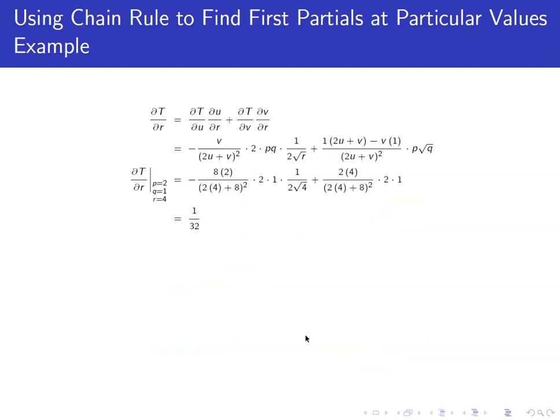Finally, we're ready to do the partial with respect to r. Again, those partials with respect to u and v for t will not change. Derivative with respect to r, for the first one, we get p q times 1 over 2 root r. For the second one, we'll just get p root q. And then again, we want to plug in 2, 1, and 4 for p, q, and r, which results in 4 for u and 8 for v. We plug all of those numbers in, simplify the arithmetic, and we get 1 over 32.